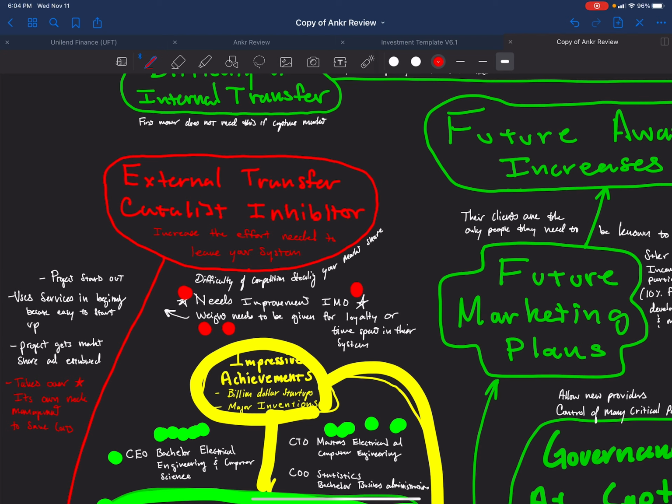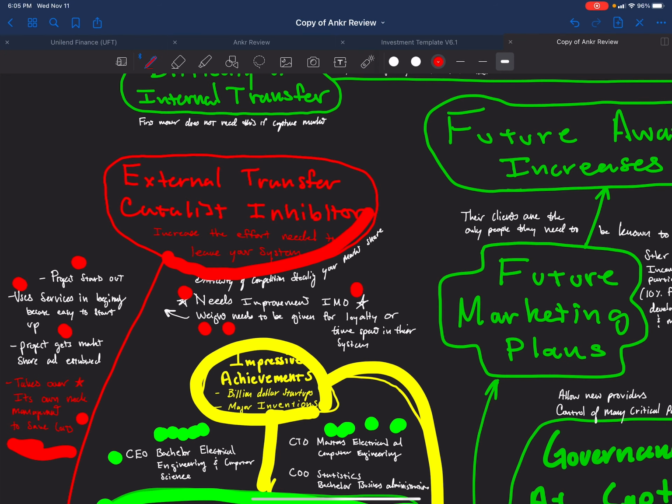Because imagine, here's a scenario that I can imagine. A project starts out, they use the services of Unilend, because it is easy to help them get started. Project gets market share and established, and they start doing well by themselves. And then they get rid of their services in Unilend because now they can just produce it themselves or just get someone to do it for them. And Unilend has to think, maybe we can keep people by, once they get to this level, offering services at cost or pretty close. They get a level of loyalty or some benefit for being a loyal participant in their systems.